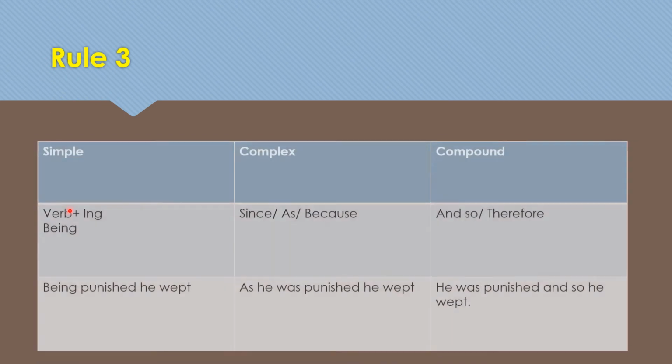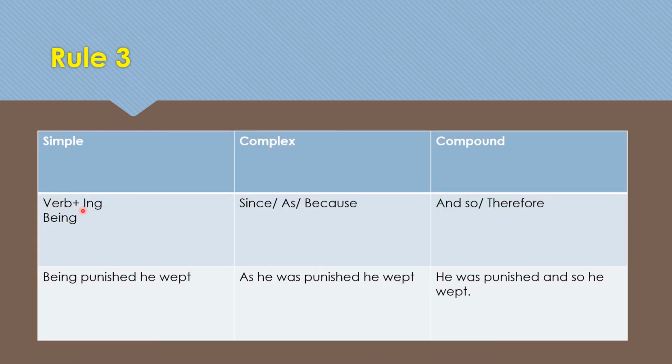Rule 3, in the simple sentence, verb plus ing form, it is being here. This was also explained. The sentence is, being punished he wept. So in the complex you can either use since, as, or because. Here I have used as. So, as he was punished he wept.